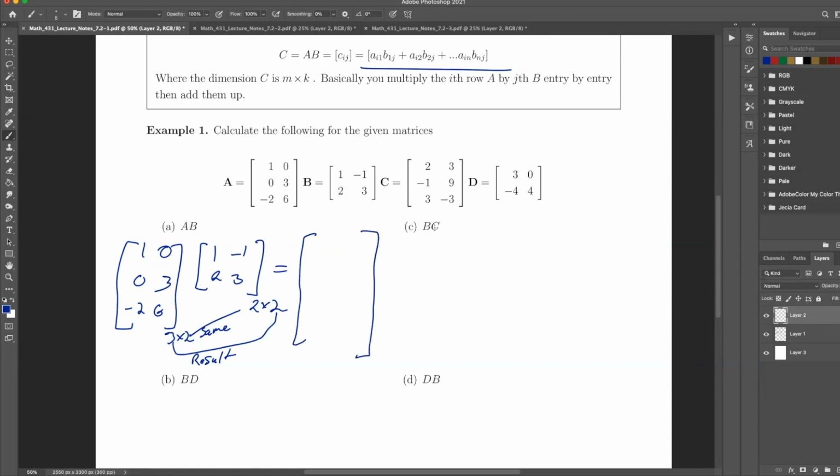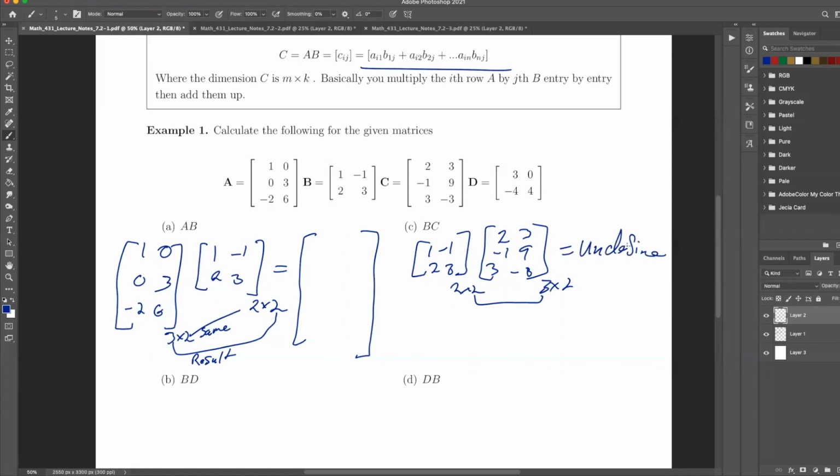And before we even do this, let me show you B times C real quick. I want to make sure I have room. Now this is a 2 by 2 times a 2 by 3. Nope, it's a 3 by 2. Notice how these don't match, so this is undefined. The second it's not the same, you just say undefined, you're done.